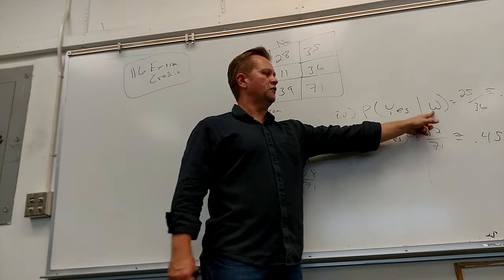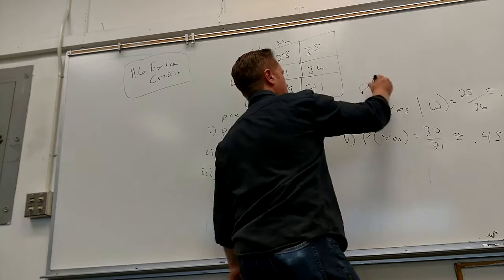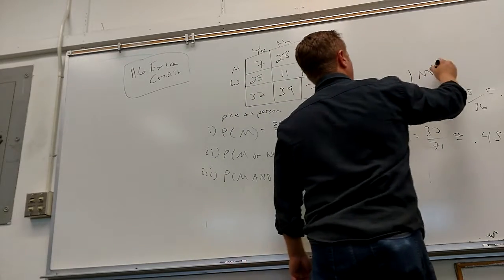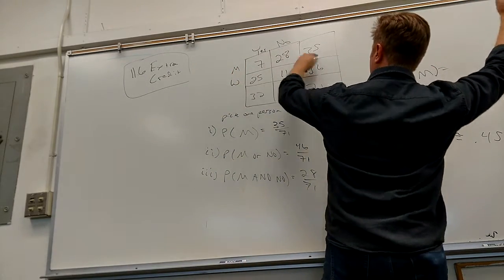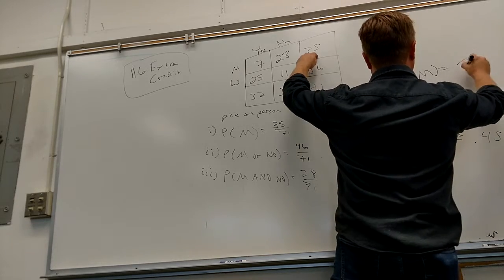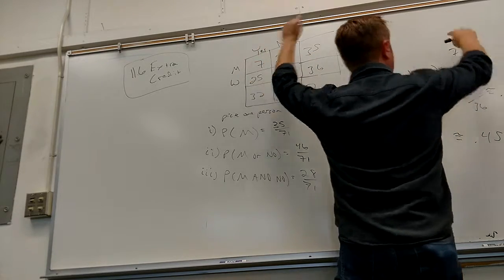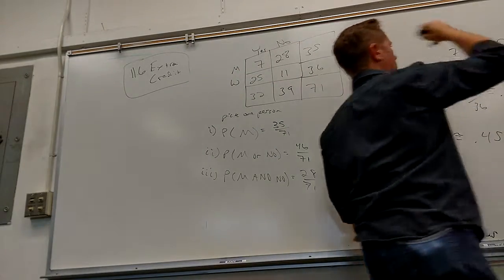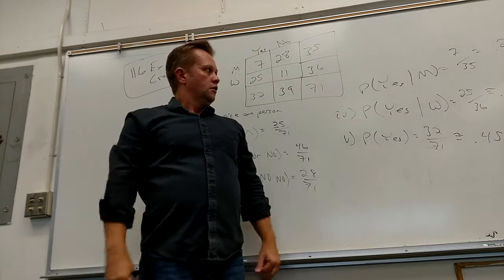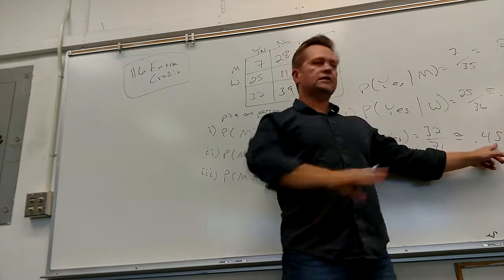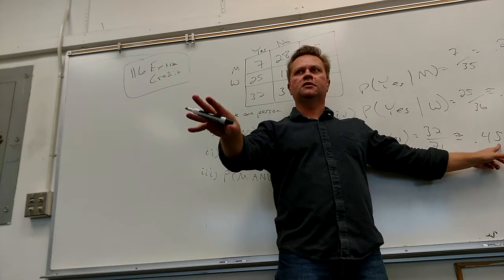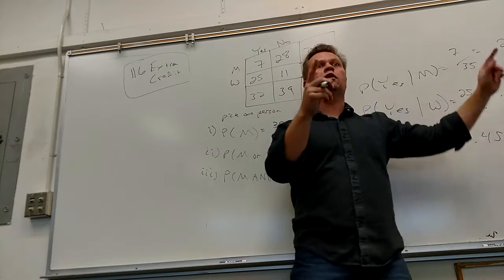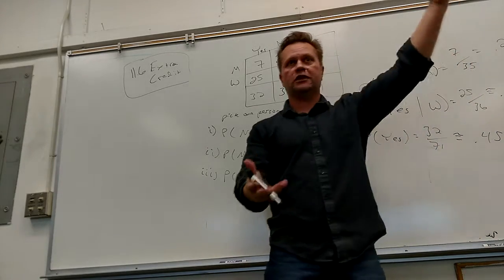It depends on if they were. What's the probability they said yes, given it's a man? Given it's a man, 7 out of 35. What's 7 divided by 35? 20%. So look, the probability that somebody said yes is 45%. Given it's a man, it's 20%. Given it's a woman, it's almost 70%.